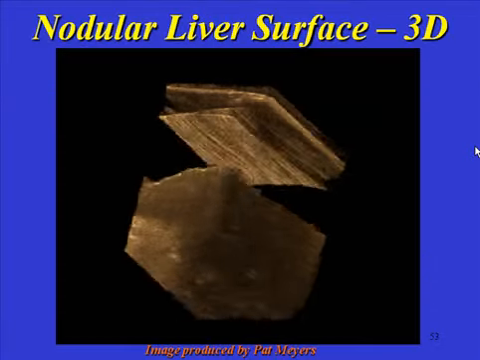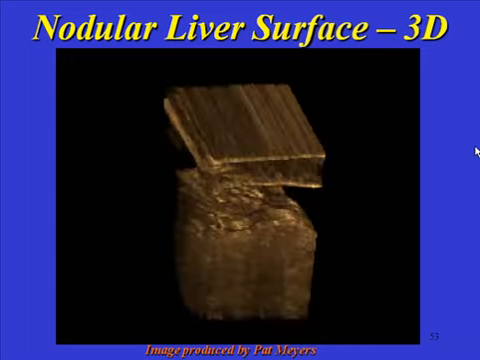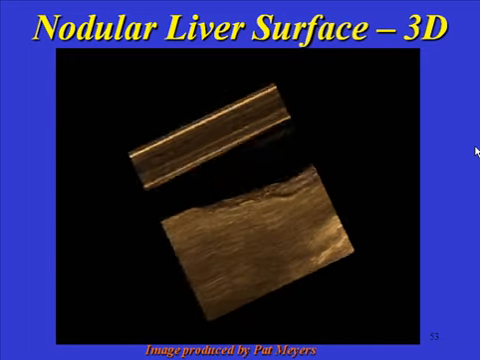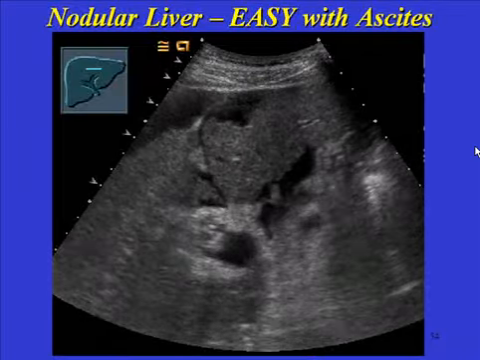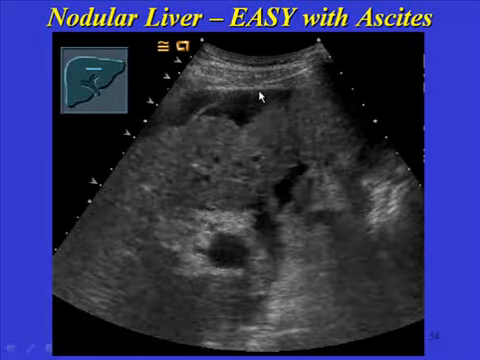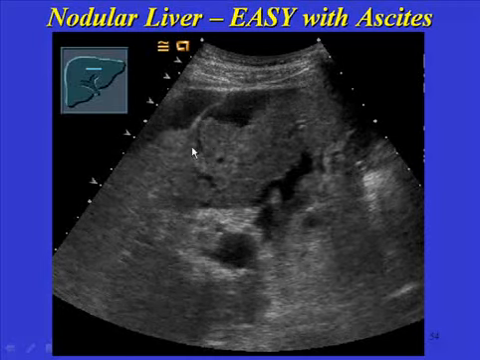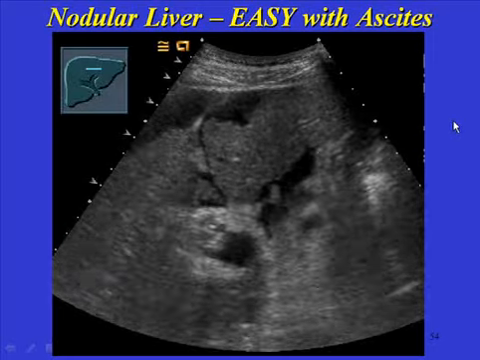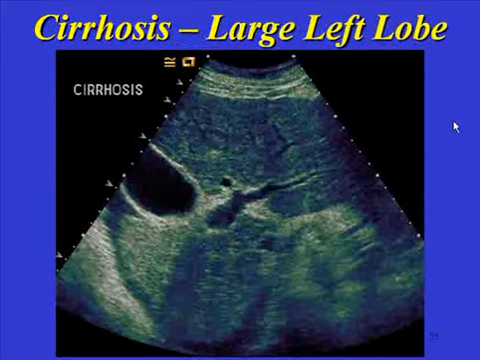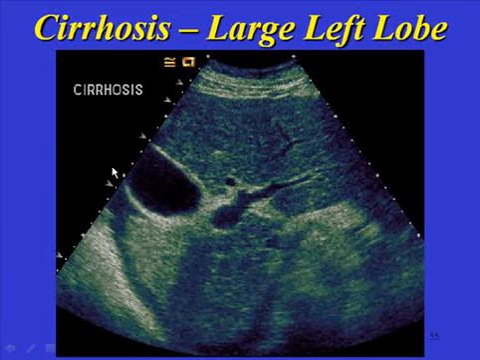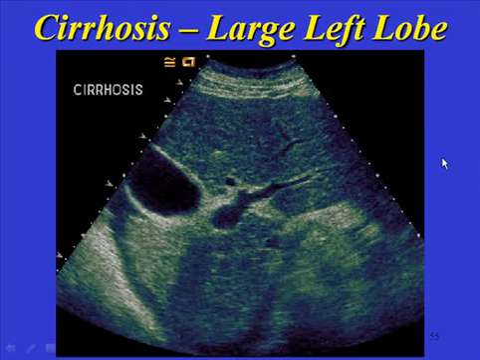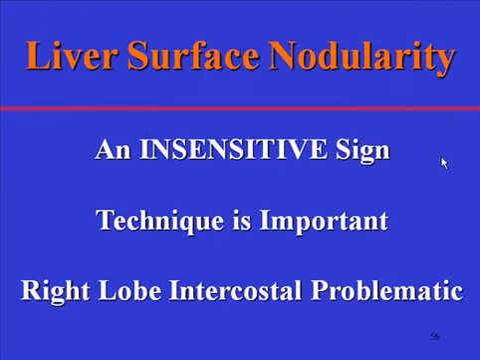Here's an example of a 3D image of a nodular surface in a patient with ascites. And you can see this quite nicely. Unfortunately, we can't get images like this all the time. It's easy to make the diagnosis of surface nodularity when we have ascites, as we do in this case. And this is quite readily diagnosable. But when there's no ascites, it can be harder. Here's a patient who has a large left lobe, small right lobe, and this is, again, cirrhotic morphology and certainly suggestive of cirrhosis.